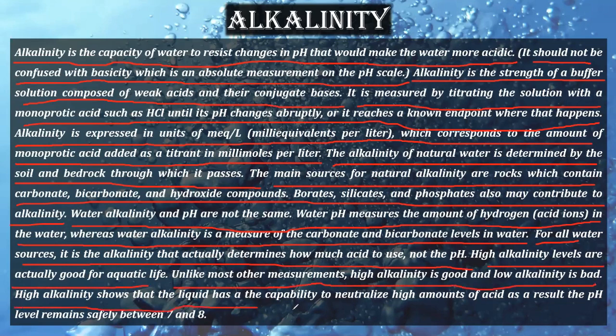High alkalinity shows that the liquid has a capacity to neutralize high amounts of acid. As a result, pH levels stay safely between 7 and 8. So high alkalinity means nothing but the pH level will be within 7 and 8. So it is preferable. If alkalinity is good, the water condition will be termed as perfect for the growth of fishes, right? So alkalinity is basically a very good concept and a very good thing.